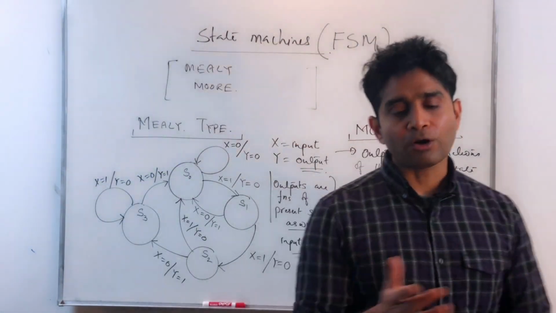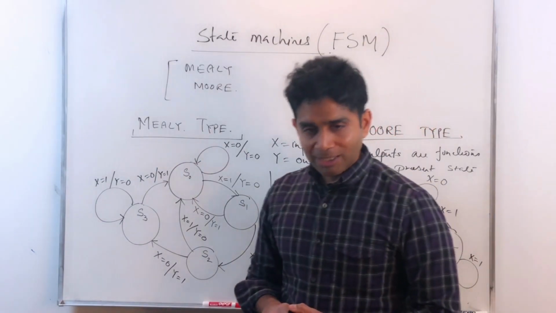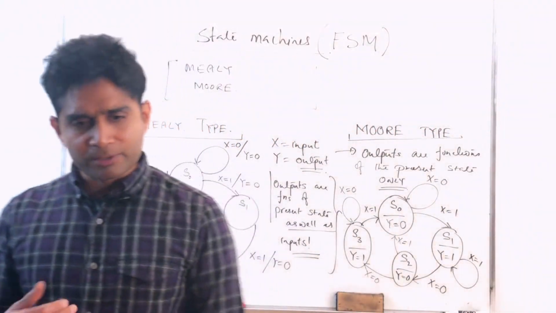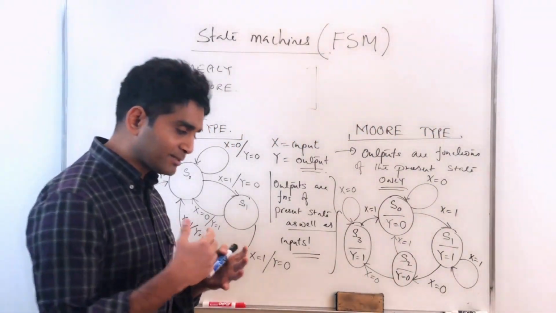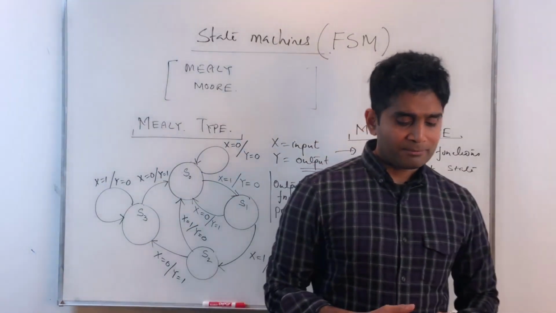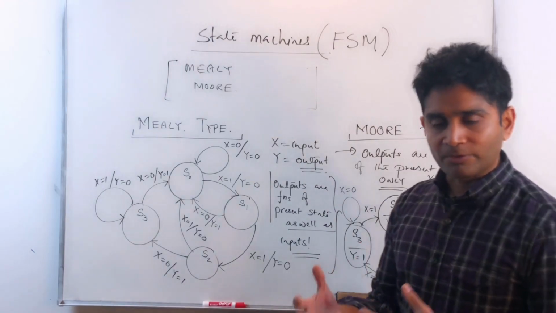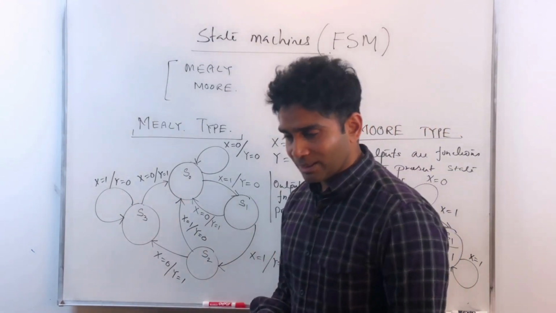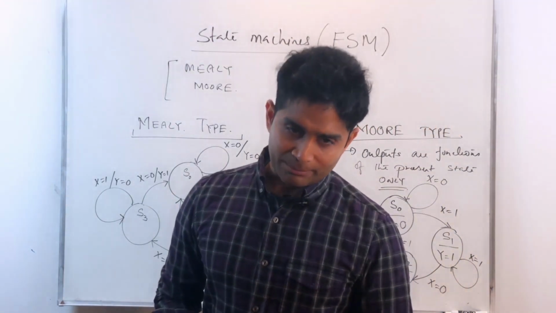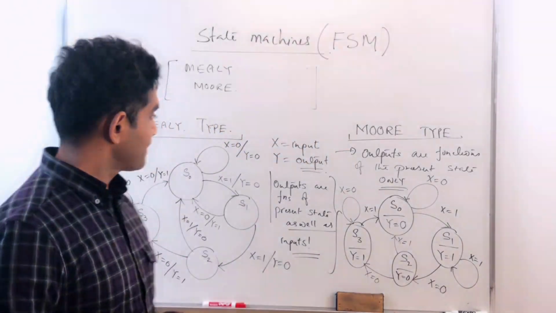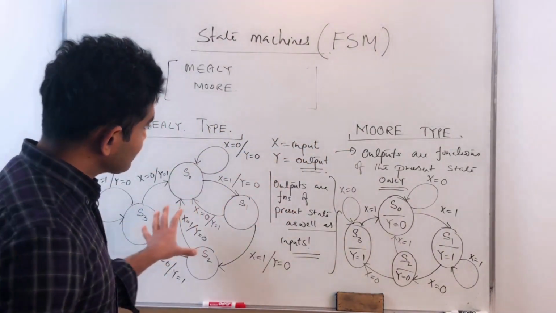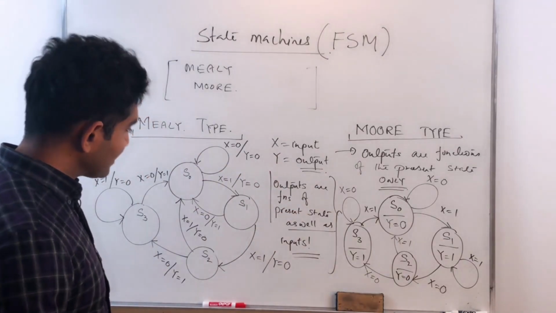So there are pros and cons for each type of state machine when you're actually designing them, and we'll look at some of these examples when we actually design state machines for actual systems. You will see the difference. We'll try to design them both as Mealy type and Moore type. Okay, so that's the idea. All right, so those are the two types. I hope that makes sense.